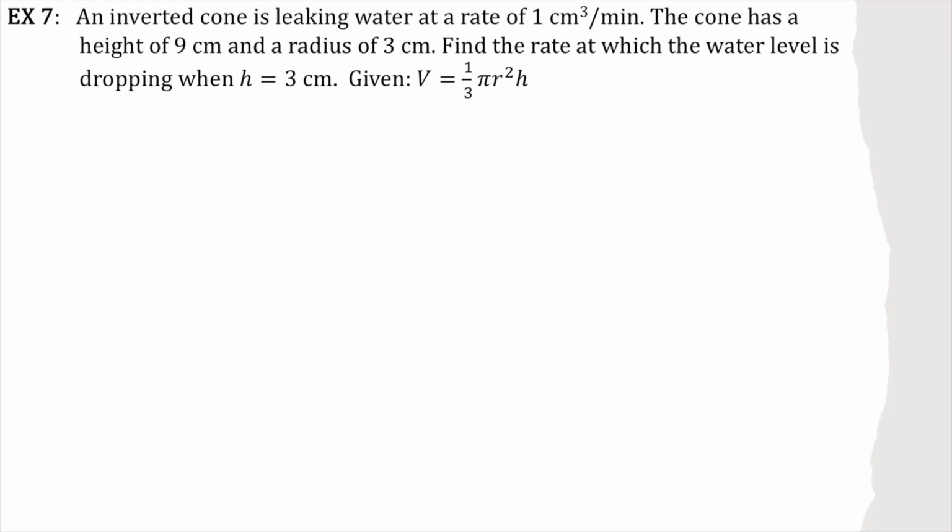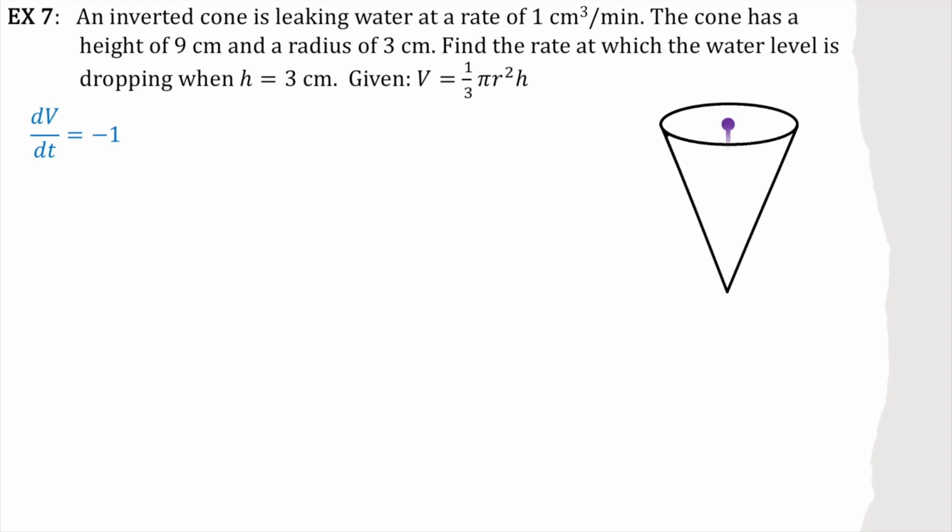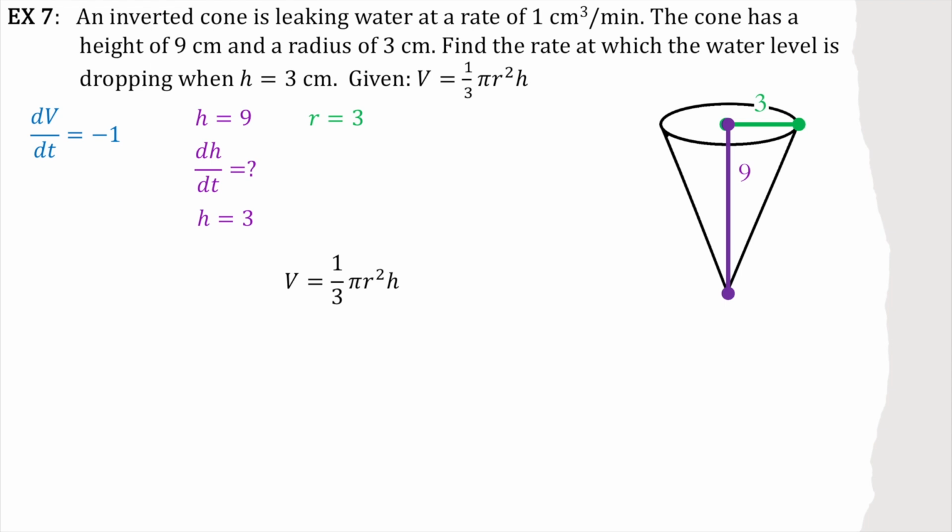And there we have our formula. So, inverted cone. It's leaking water at a rate of cubic centimeters per minute. So that's volume. dV/dt is -1. The cone has a height of 9 and a radius of 3. Find the rate at which the water level is dropping, so that would be dH/dt, when the height is 3, given 1/3 pi r squared h.